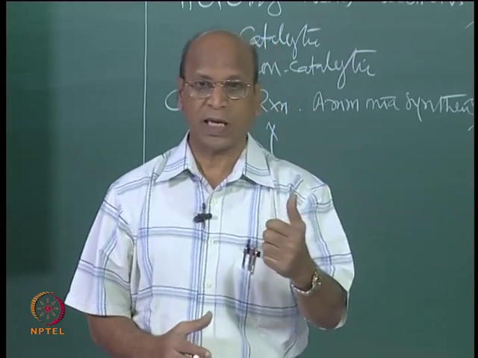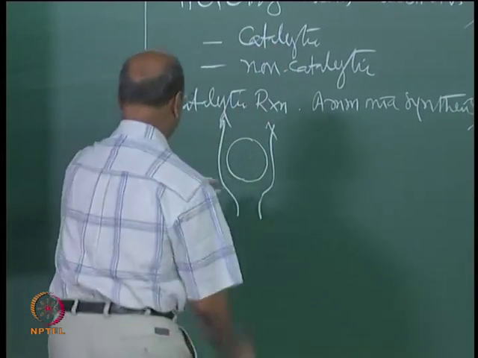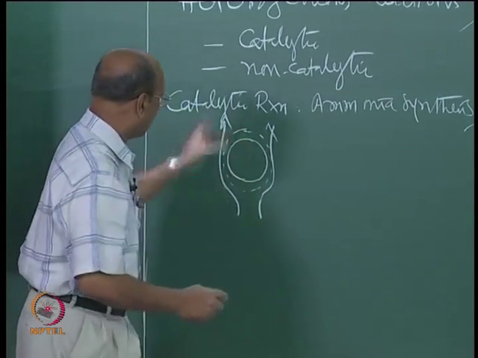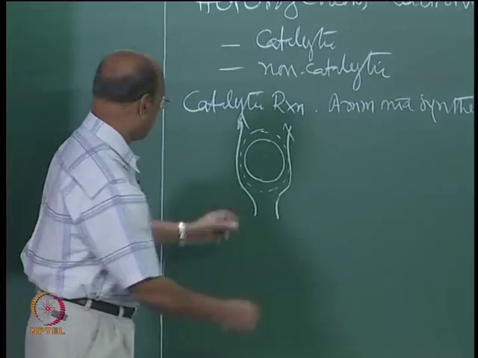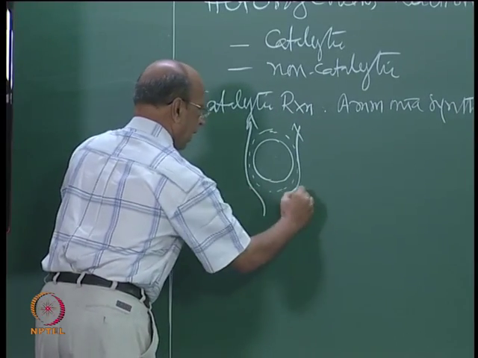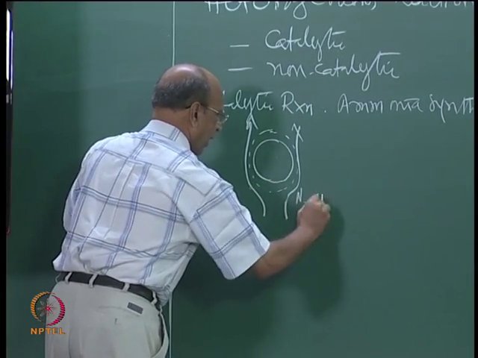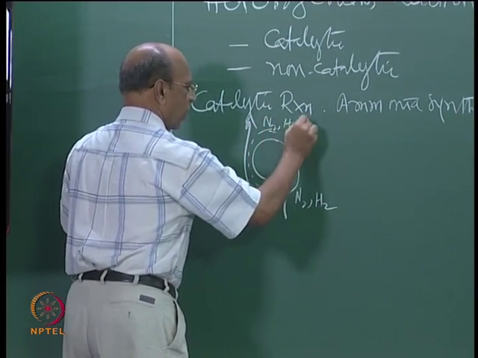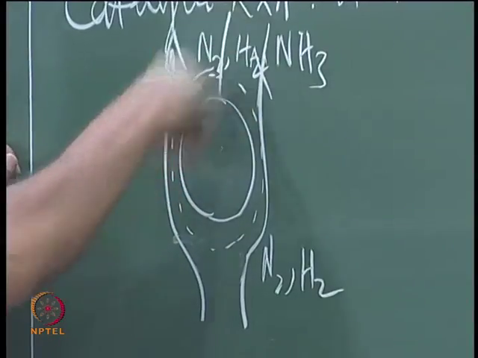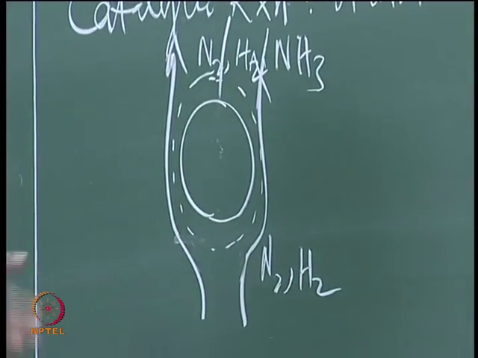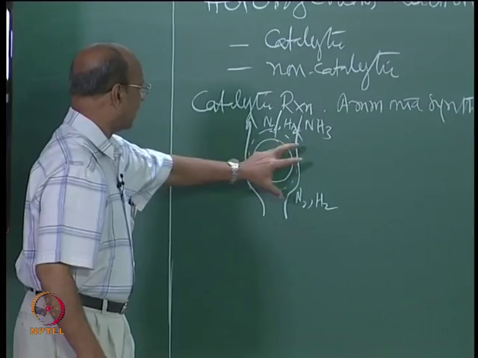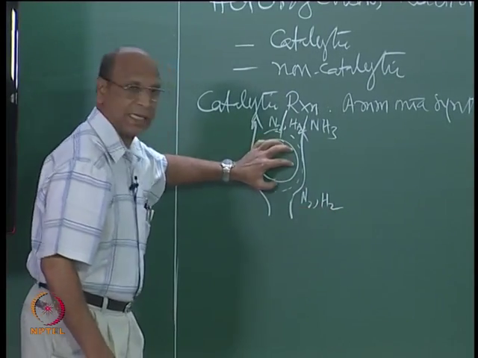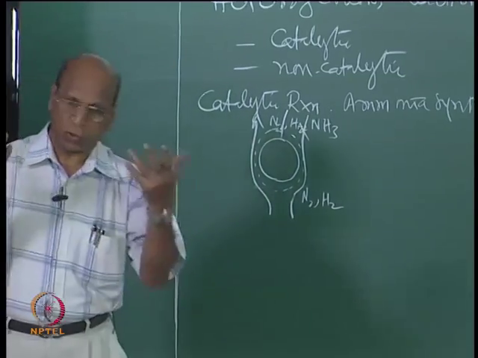It is heterogeneous, and this is what I was trying to tell you next. Here I have a film around this particle, and nitrogen and hydrogen are going in. Here I have N2, H2 and also NH3, because the gas has reacted after contacting this particle, and then it is coming out. Now if this N2 and H2 goes out without contacting the particle, then there is no reaction.